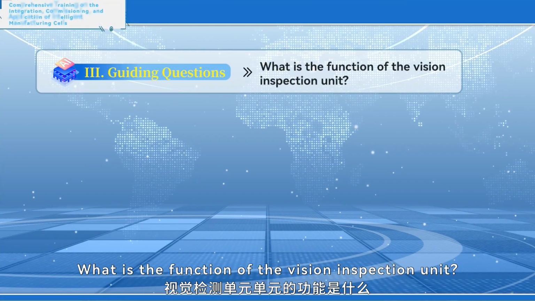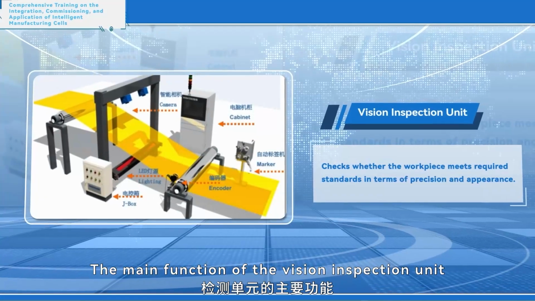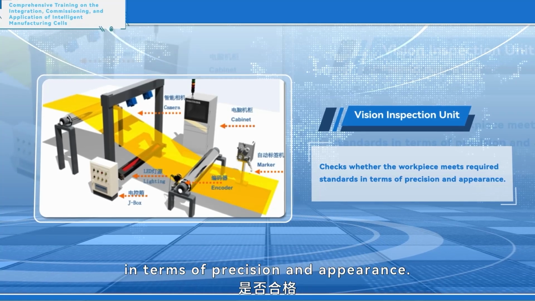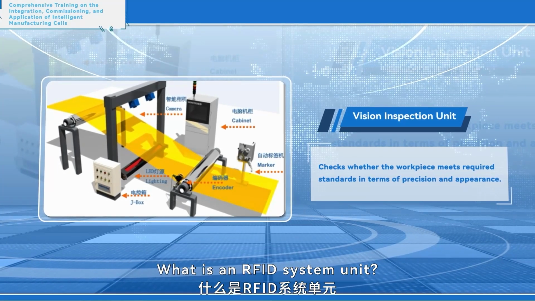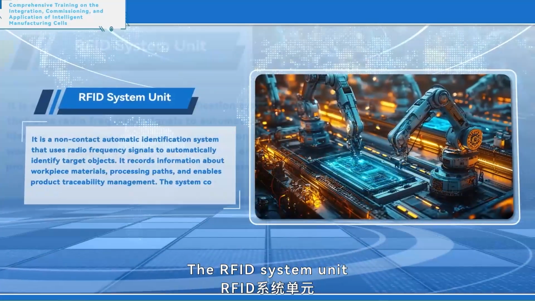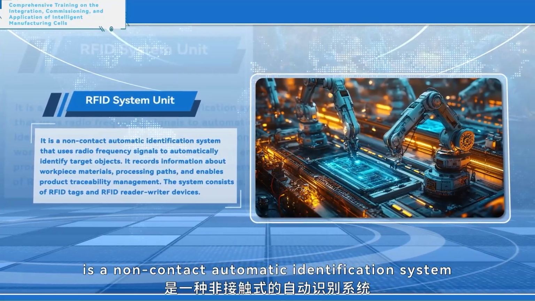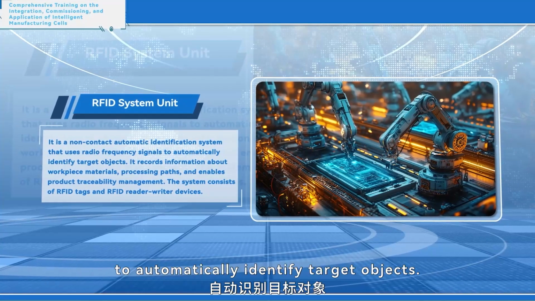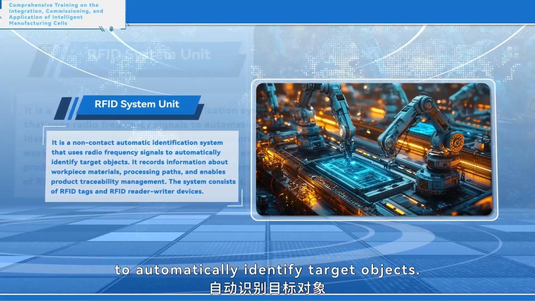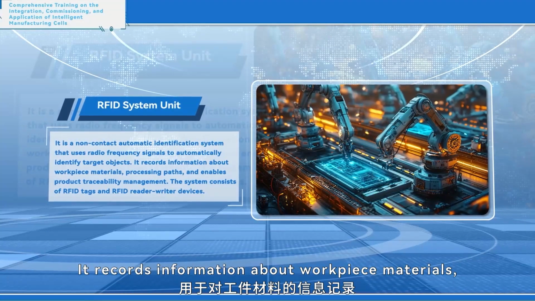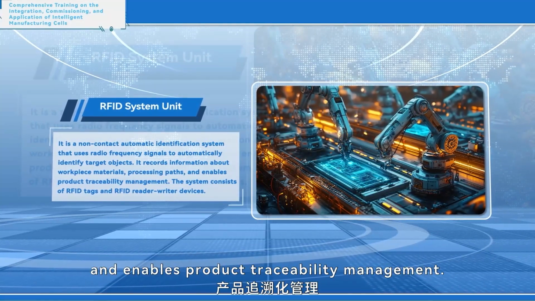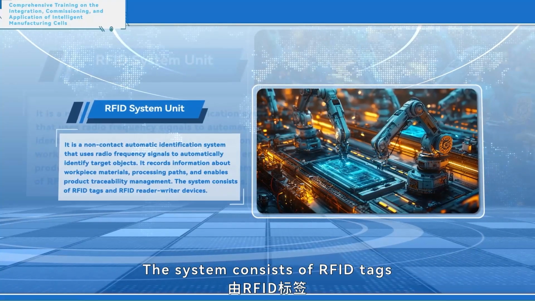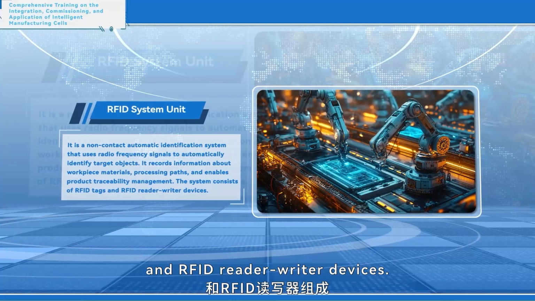What is the function of the Vision Inspection Unit? The main function of the Vision Inspection Unit is to check whether the workpiece meets required standards in terms of precision and appearance. What is an RFID system unit? The RFID system unit is a non-contact automatic identification system that uses radio frequency signals to automatically identify target objects. It records information about workpiece materials, processing paths, and enables product traceability management. The system consists of RFID tags and RFID reader-writer devices.